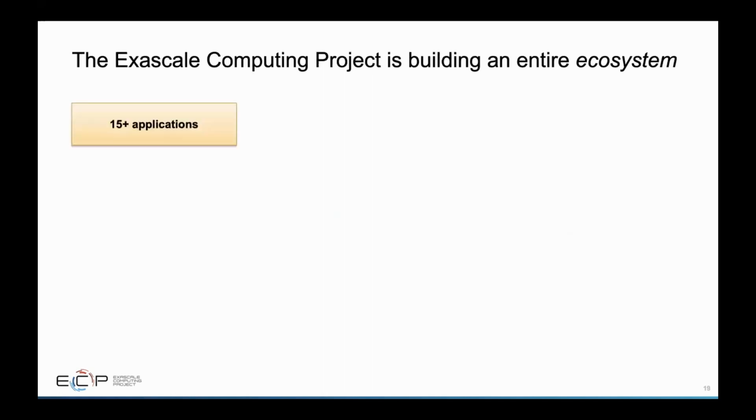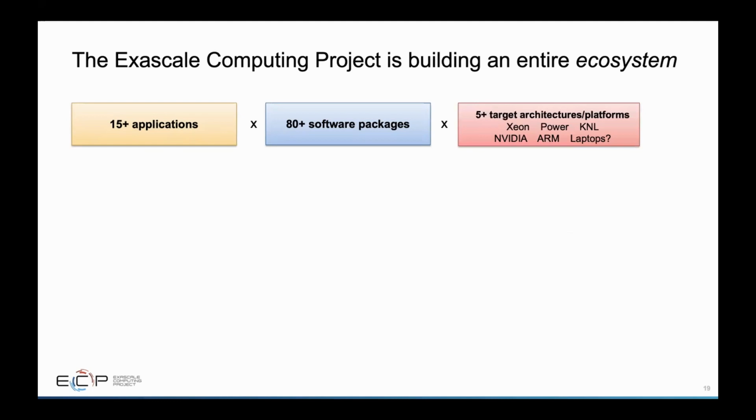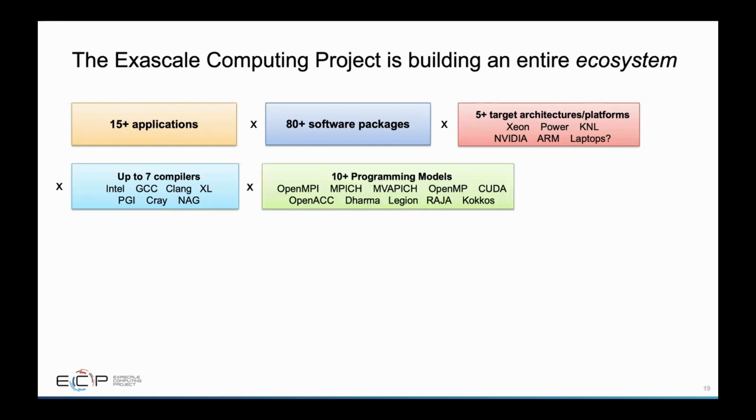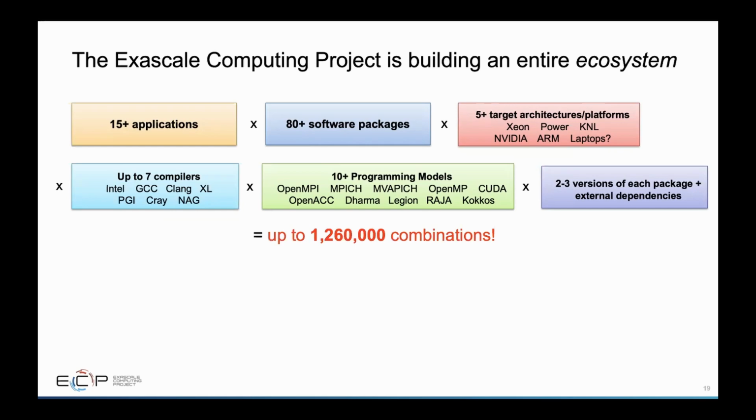So we're building an entire ecosystem of 15 or more applications where we have 80 different software packages. And there are 5 target architectures and platforms. There are multiple compilers, including the IBM XL compilers, the GCC compilers, the Clang compilers. We're looking at different programming models as well for inter- and intra-node parallelism. There are multiple versions of each package as well. And so this leads to a combinatorial explosion of the number of options that a user has to contend with.